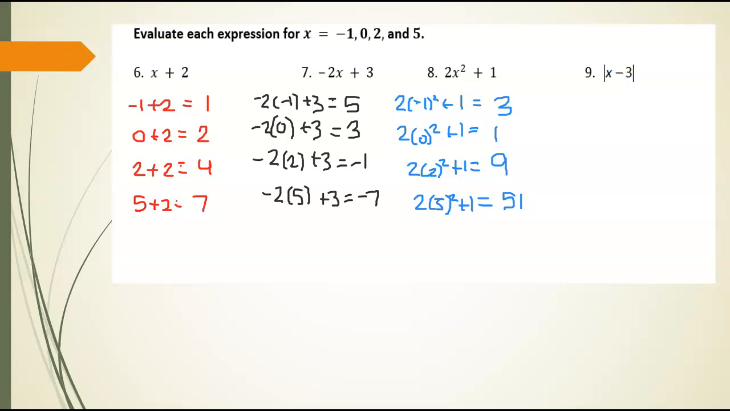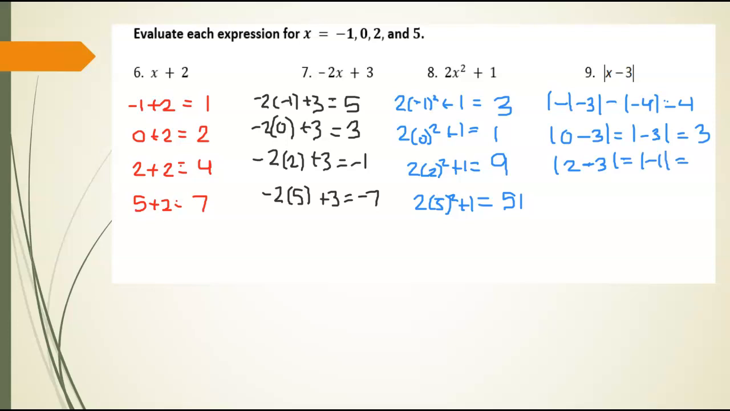And then your absolute values. So we have the absolute value of -1 minus 3. So it's the absolute value of -4, which is 4. 0 minus 3 is the absolute value of negative 3, which is 3. 2 minus 3 is the absolute value of negative 1, which is 1. And 5 minus 3 is the absolute value of 2, which is 2.